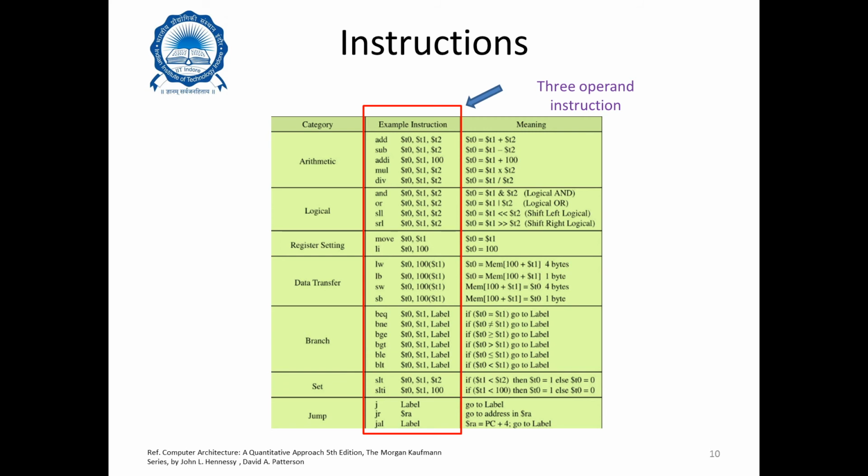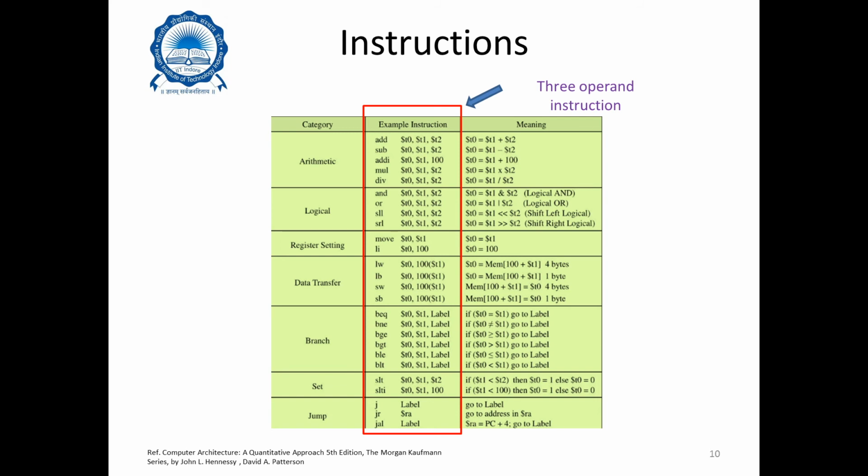LB is load byte, so we are loading 1 byte in a similar way. It becomes mem 100 plus $T1, and that is stored into $T0. Store word is just the opposite of load word. We are actually storing from the register back to memory.